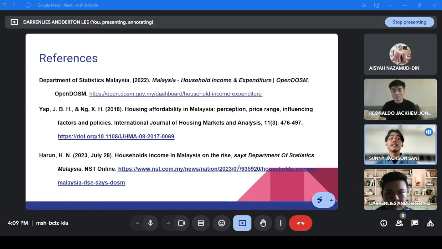So this is the references that we use. The first one is the Department of Statistics Malaysia. Second, we use a journal, which is Housing Affordability in Malaysia. And lastly, the household income rise set by the Department of Statistics Malaysia. That's all from us. Thank you.